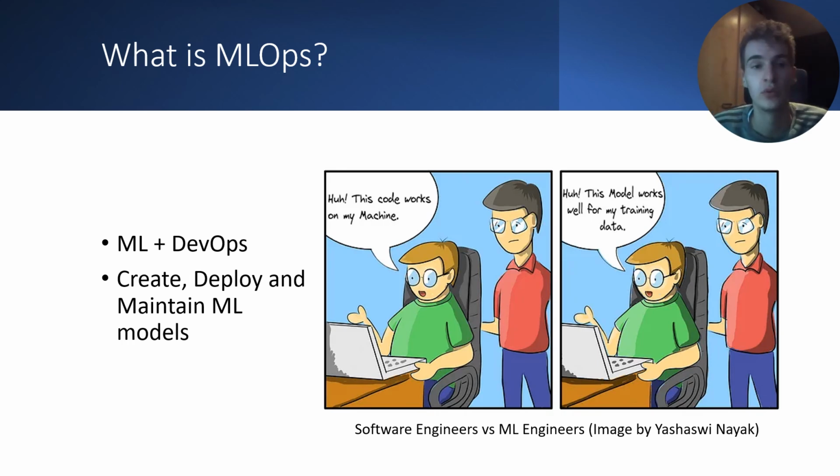So when you have a new software program, you can release it automatically and deploy it. When you translate this to machine learning, you get the automated creation, deployment, and maintenance of machine learning models. The comic on the right explains this. Without DevOps, one could say that, oh, this code works on my machine, but it doesn't work on another. So with DevOps, you can avoid this.